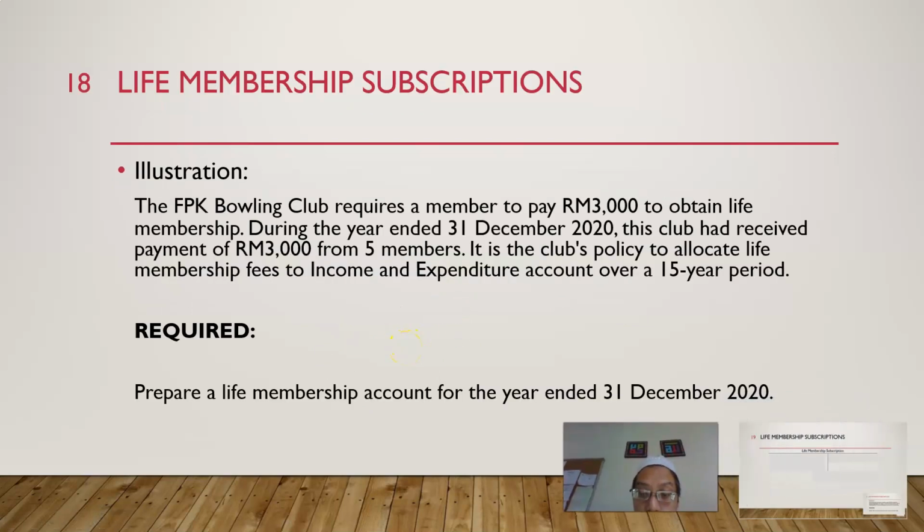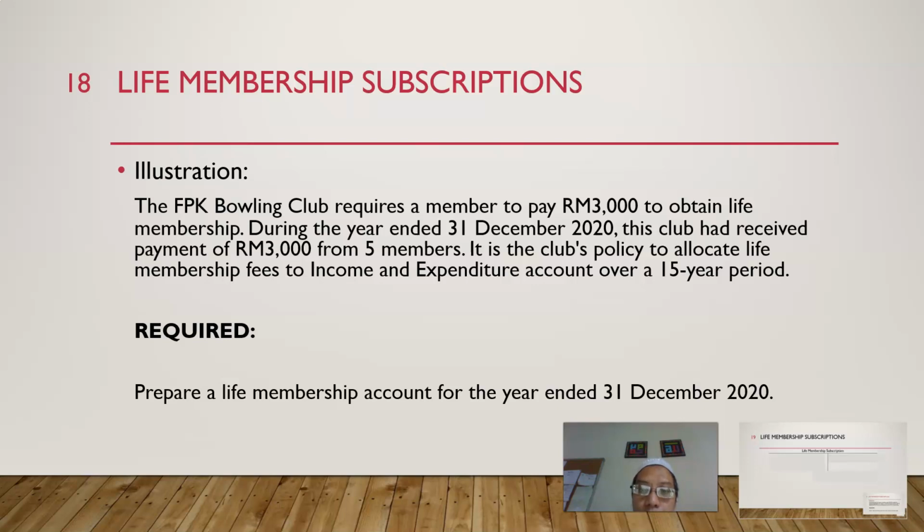An illustration for this. The FPK Bowling Club requires a member to pay 3,000 to obtain life membership. So for a member to obtain a life membership, he should pay 3,000 ringgit. During the year ended 31st December 2020, this club had received payment of 3,000 ringgit from 5 members, so that it totals up to 15,000 ringgit. It is the club's policy to allocate life membership to the income and expenditure account over a 15-year period.